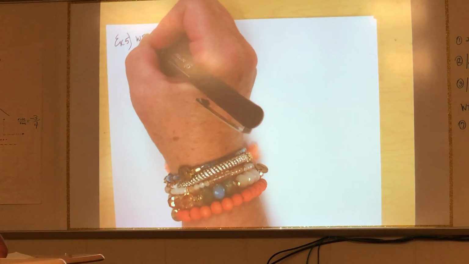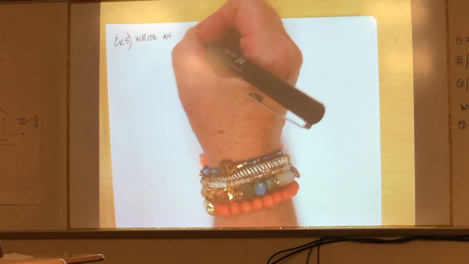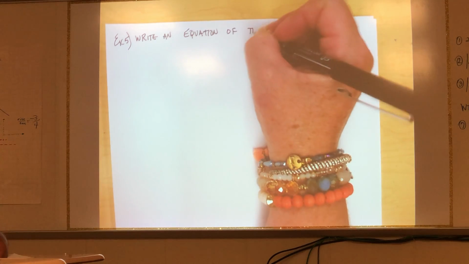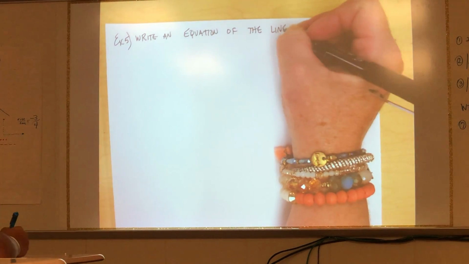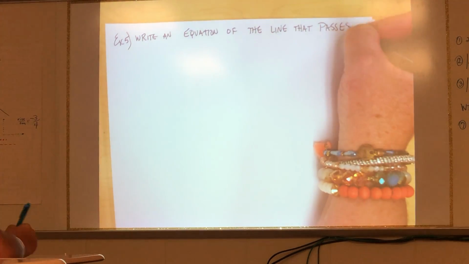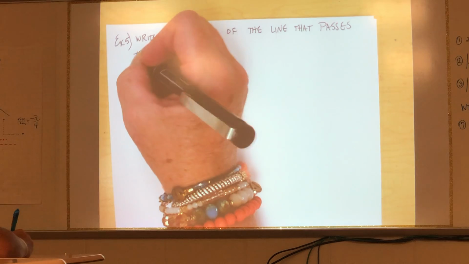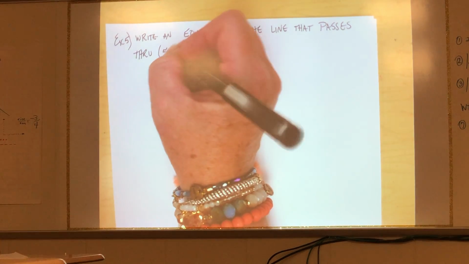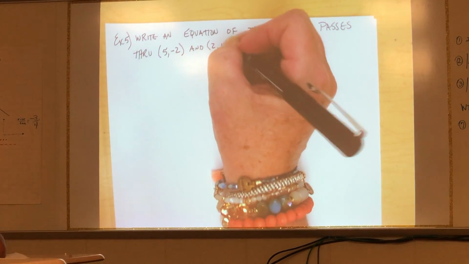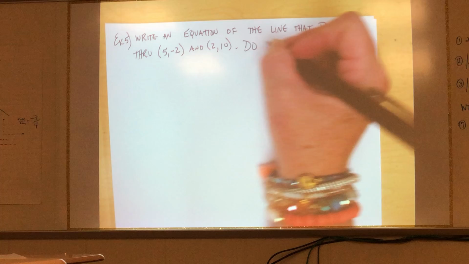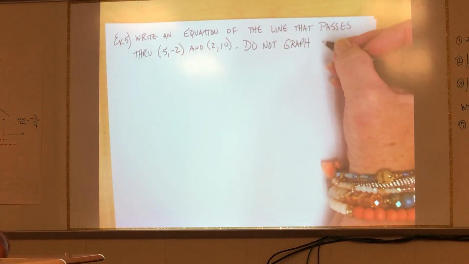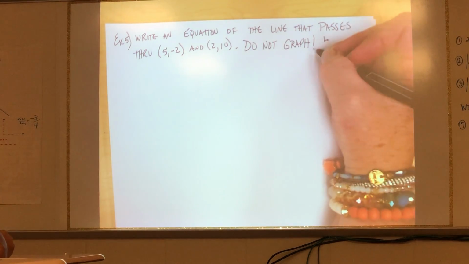Write an equation of the line that passes through (5, -2) and (2, 10). Do not graph. Learn the skill.